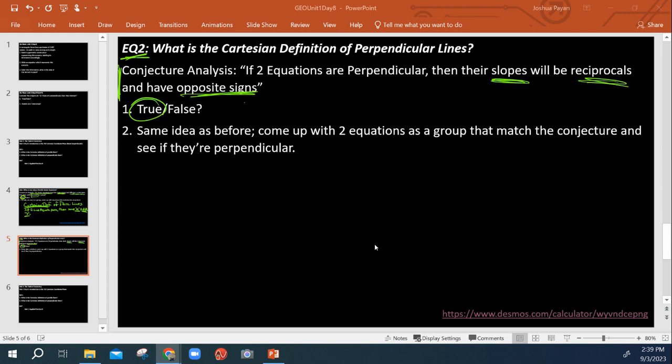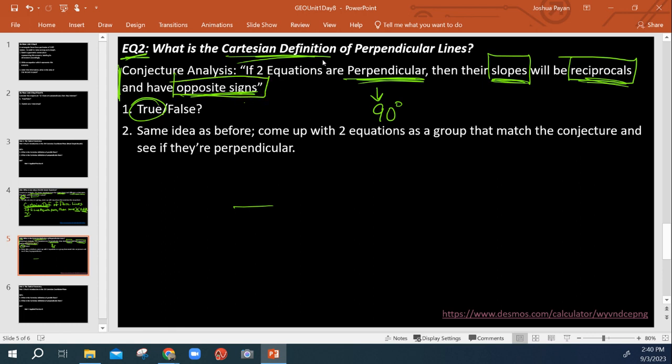If you were here in class, you would have had time to figure this out on your own, how to make the two lines intersect at a perpendicular, like a 90-degree angle, right? But that's all this means here. So here is our Cartesian definition of perpendicular lines. It's simply that if they're going to intersect at 90 degrees, right, then these two things must be true. Their slopes need to be reciprocals of one another, and they must have opposite signs.